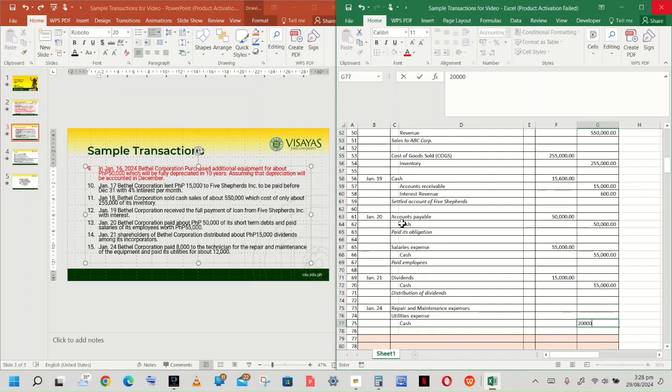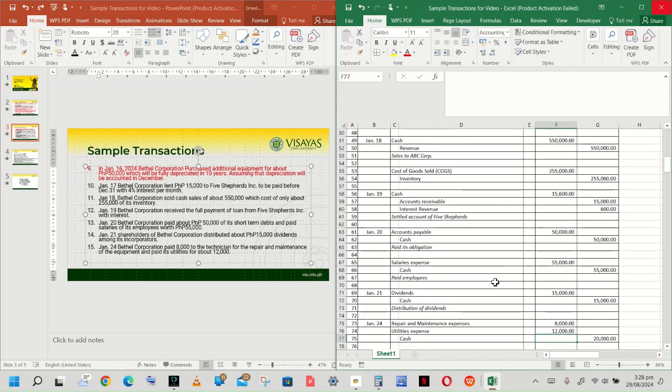Okay? Yung 8,000 yan ay doon sa repair and maintenance. Sa utilities natin, 12,000. Yung nabayaran niya. Okay? So, that will be the journal entries for this transaction.